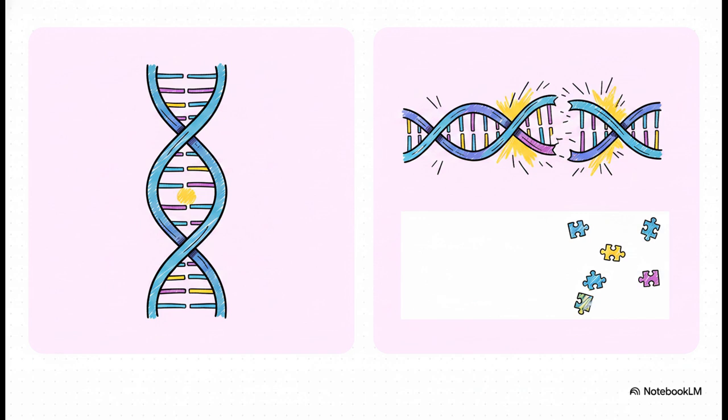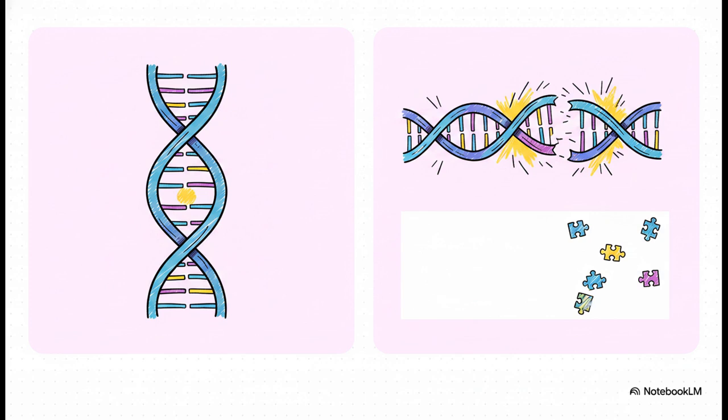So these aren't just typos anymore. They are massive structural overhauls. We're talking deletions, insertions, duplications, and inversions. And because of their sheer size, SVs have a profound impact on gene dosage, function, and regulation. They're actually directly linked to developmental disorders and cancer.